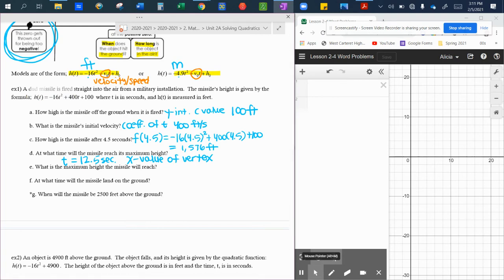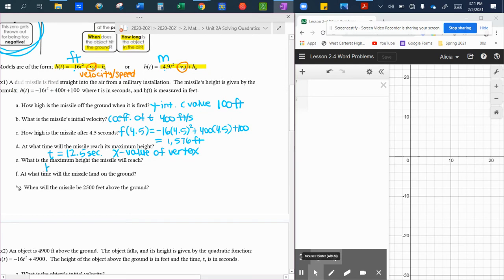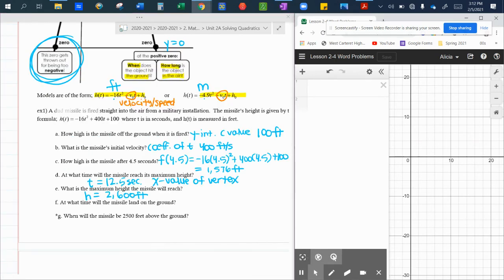What is the maximum height? So height h is going to be 2,600. What time will the missile land on the ground? So it's going to land on the ground at t equals 25.25 seconds.